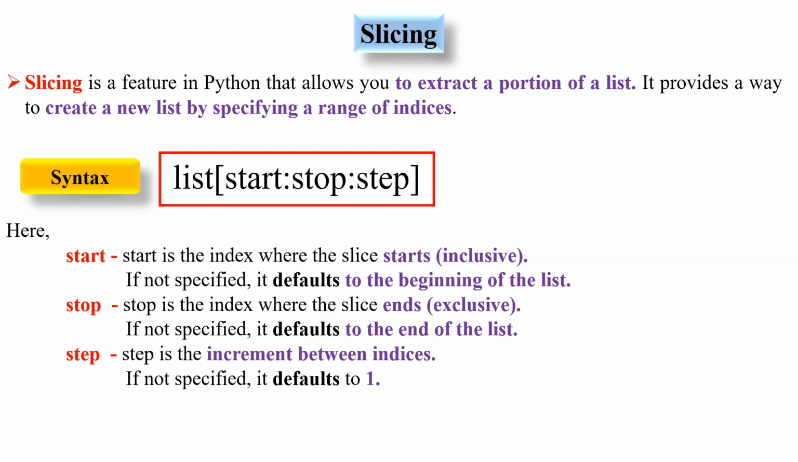start is the index where the slice starts, inclusive. If not specified, it defaults to the beginning of the list. Stop is the index where the slice ends, exclusive. If not specified, it defaults to the end of the list. Step is the increment between indices. If not specified, it defaults to 1.